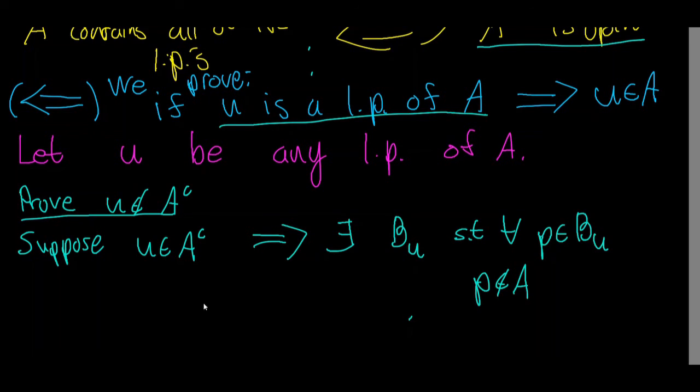So therefore, U can't possibly be in the complement of A, because otherwise, if we were to suppose that U is in the complement of A, we would arrive at this contradiction. So therefore, U must be in A. And since U is any limit point of A, every limit point of A must be in A. And we're done.